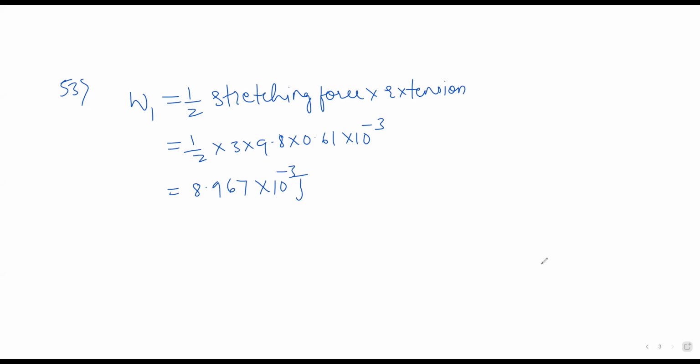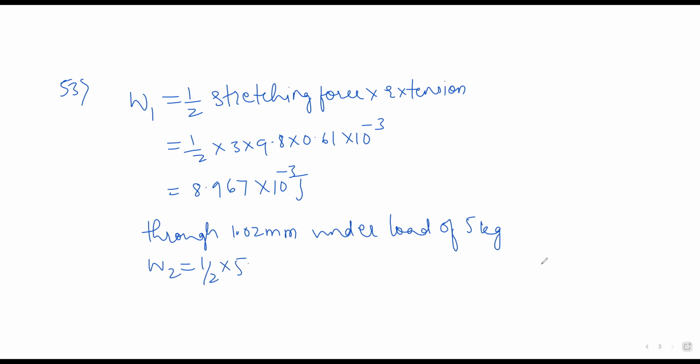So similarly, work done in stretching the wire through 1.02 millimeter under load of 5 kg. That is calculated by using the formula W2 is equal to half into 5 into 9.8 into 1.02 into 10 to the power of minus 3. If you simplify this one, it becomes 24.99 into 10 to the power of minus 3 joules.